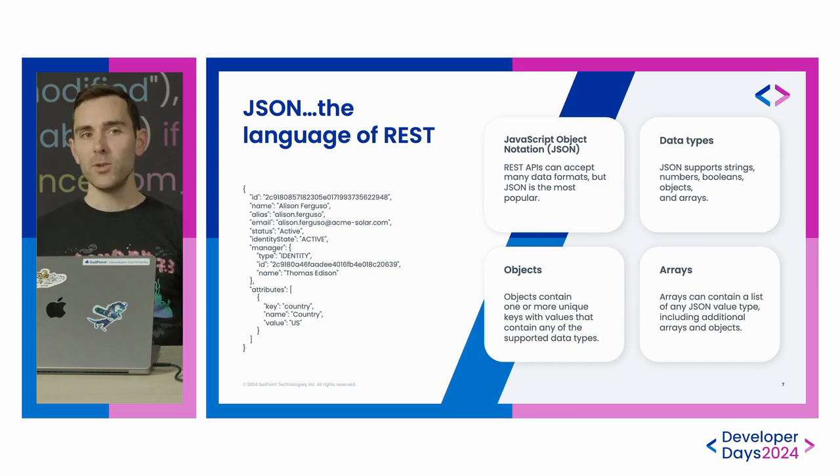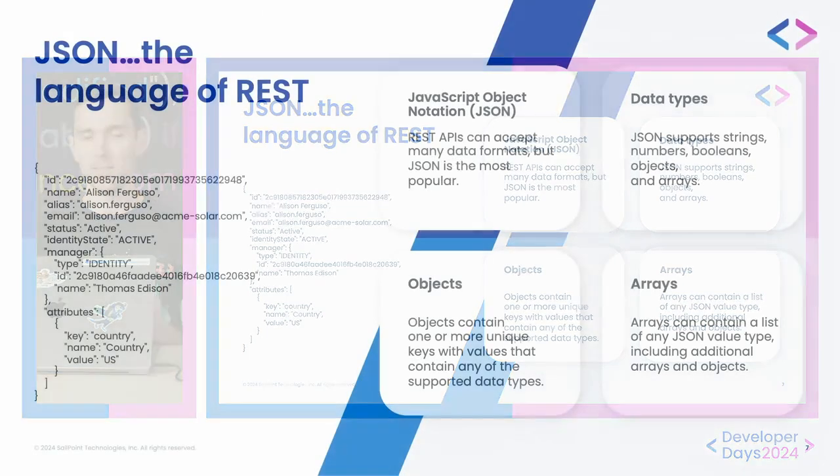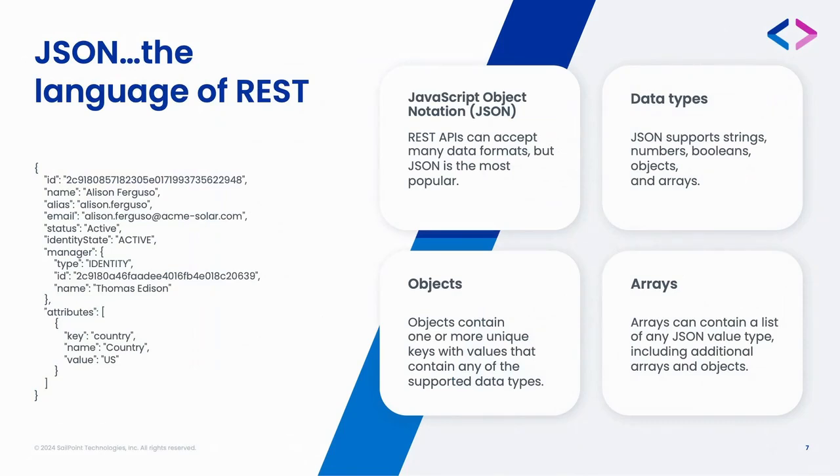REST typically uses JSON as the language for sending and receiving data. JSON stands for JavaScript Object Notation, and REST APIs can accept many different types of data formats, but JSON is the most common. And if you look at a lot of different languages like TypeScript or really any of the web browser-based languages, JSON is a natively supported object model for those languages, and that's why JSON is such a popular format of data for REST.